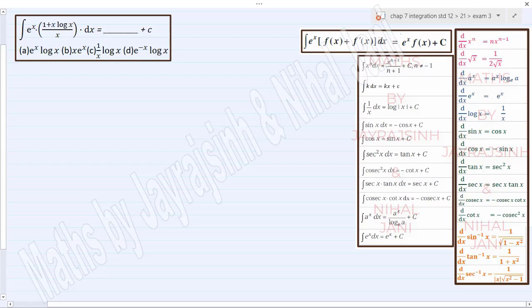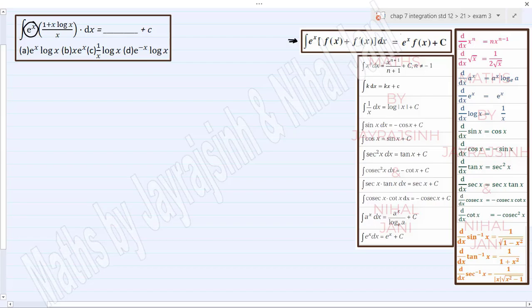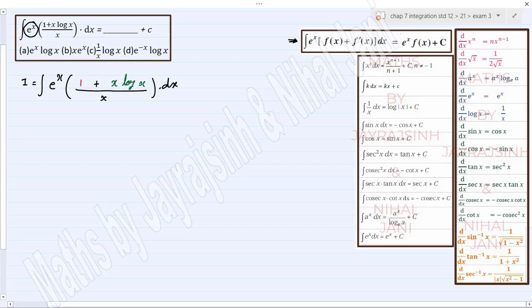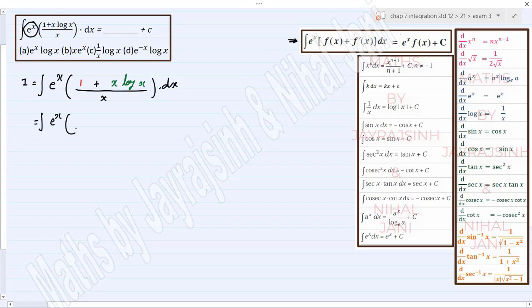Here we have to integrate e raised to x into (1 plus x log x) upon x. This e raised to x within the multiplication of the whole function suggests that we have to use the integration of e raised to x [f(x) plus f dash x]. Now, to get f(x) plus f dash x format, let's give individual denominator.